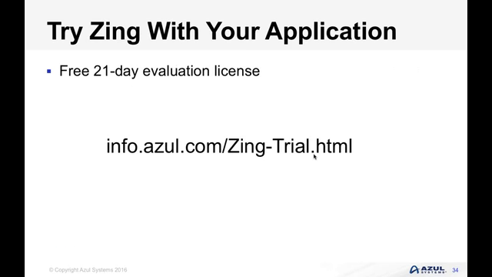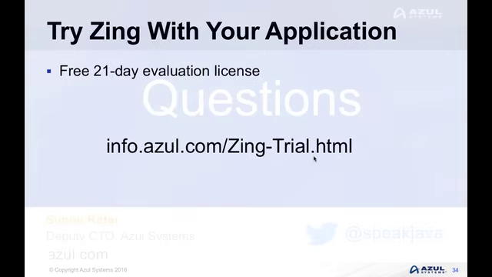One last thing I would say is that if you're interested in trying Zing, there is a free 21-day evaluation license available from our website. You can go to info.azul.com, Zing trial, download Zing, and install it on your system. You have a 21-day license so that you can try out your application, run your benchmarks, figure out what improvement in performance you can get from that, and decide whether it makes sense to use it in production.